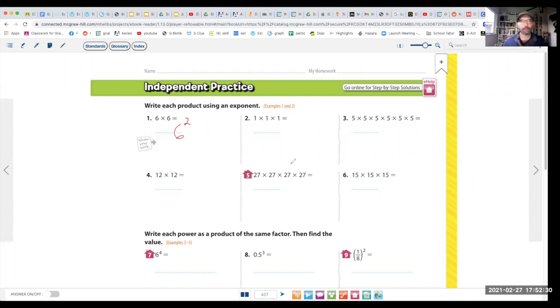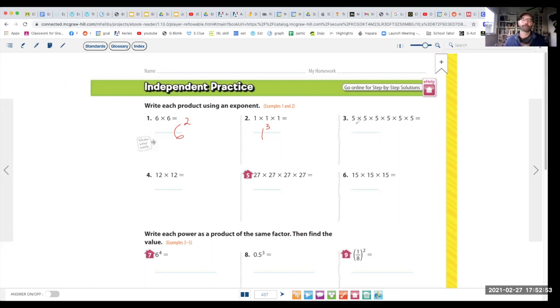That's pretty easy, right? Now, how about this? 1 times 1 times 1 times 1. Okay, ready, go. All right, so this is pretty easy. You have 1 to the third power, because it's 1 time, and there's 3 of them, so it's 1 to the third power. That's pretty easy. Notice they're not asking you to figure out what is 1 to the third power. I'll give you a hint, it's 1. Okay, let's try number 3.